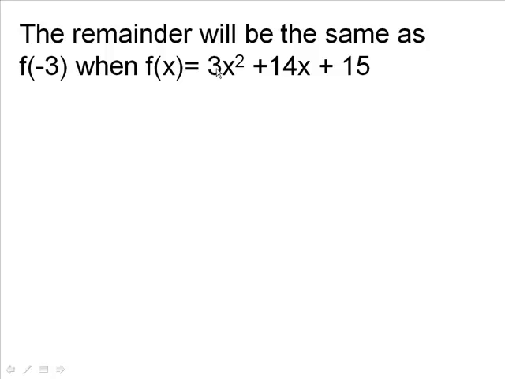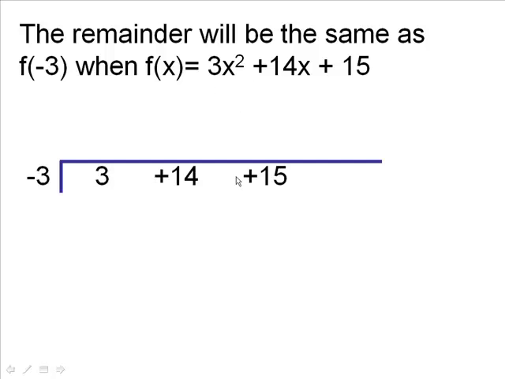Let me show you. You bring down the 3, the 14, and the 15. Bring down this minus 3. Remember, it was a plus 3, change it to a minus 3. All right, now, let's start this thing. Bring down the 3. 3 times minus 3 is what? Minus 9.